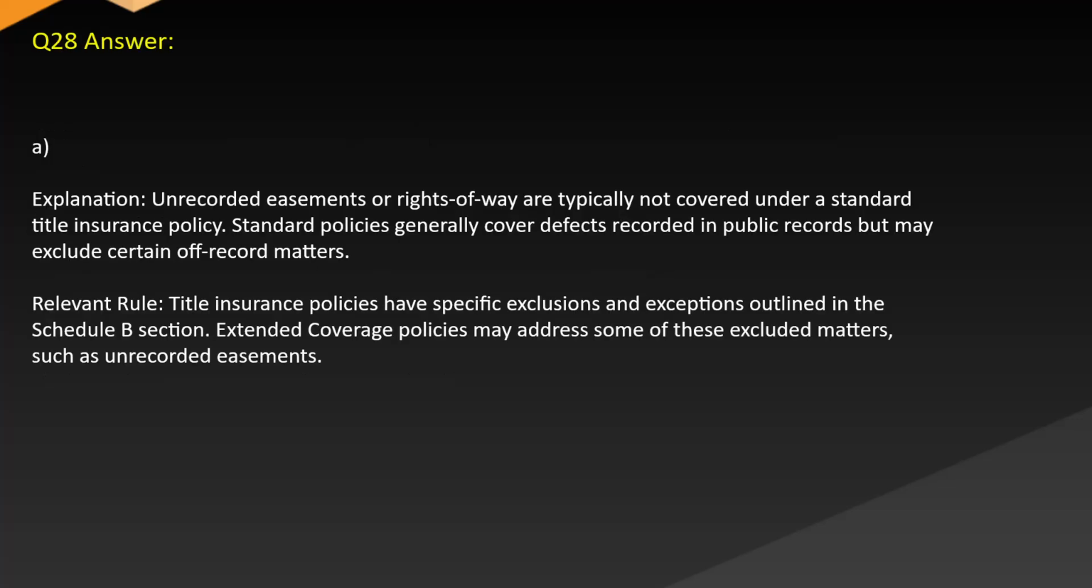Answer A. Explanation. Unrecorded easements or rights of way are typically not covered under a standard title insurance policy. Standard policies generally cover defects recorded in public records but may exclude certain off-record matters. A relevant rule. Title insurance policies have specific exclusions and exceptions outlined in the Schedule B section. Extended coverage policies may address some of these excluded matters, such as unrecorded easements.